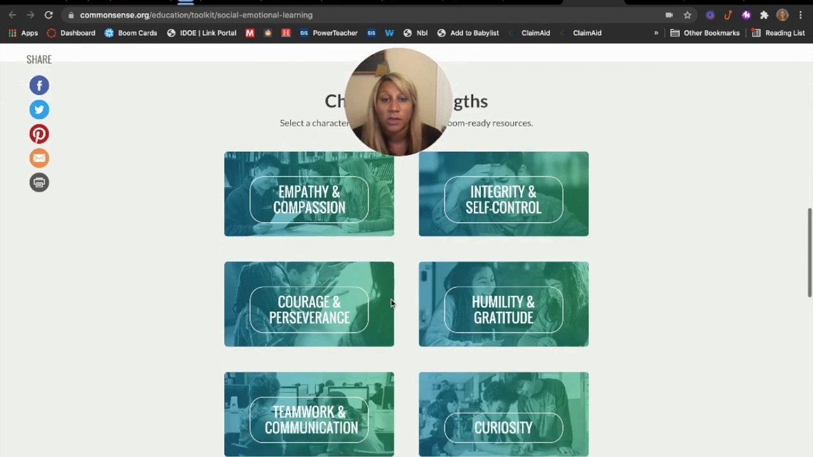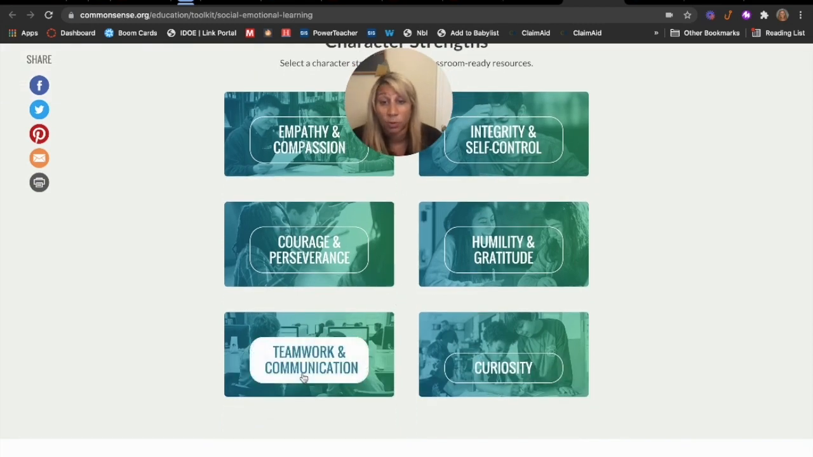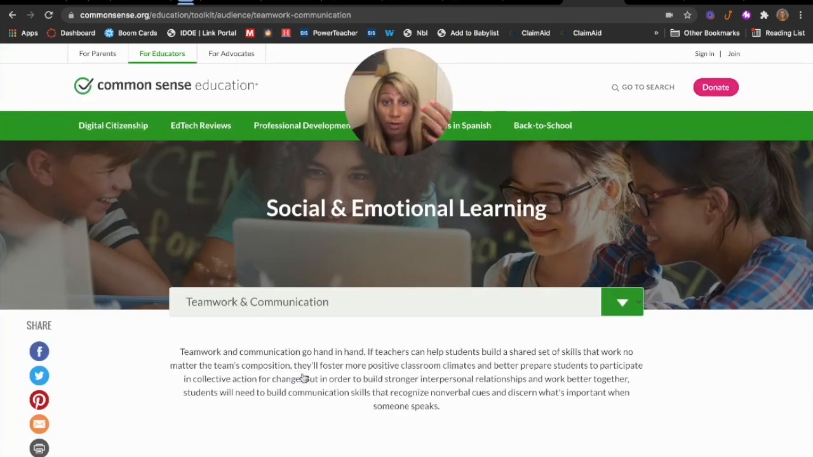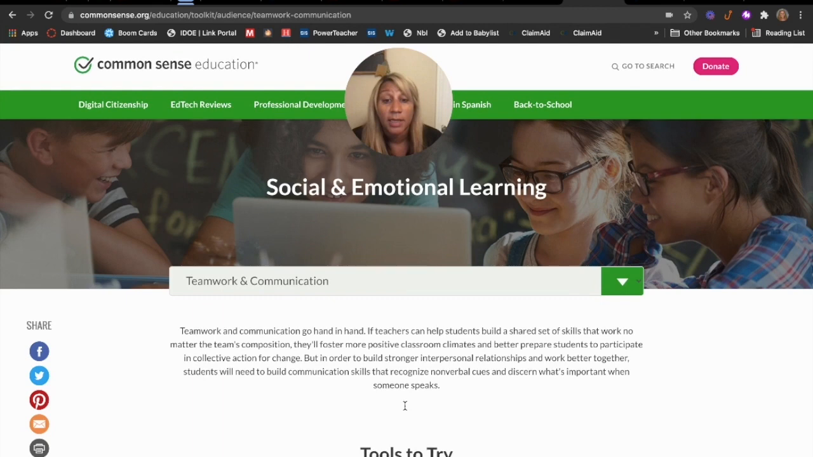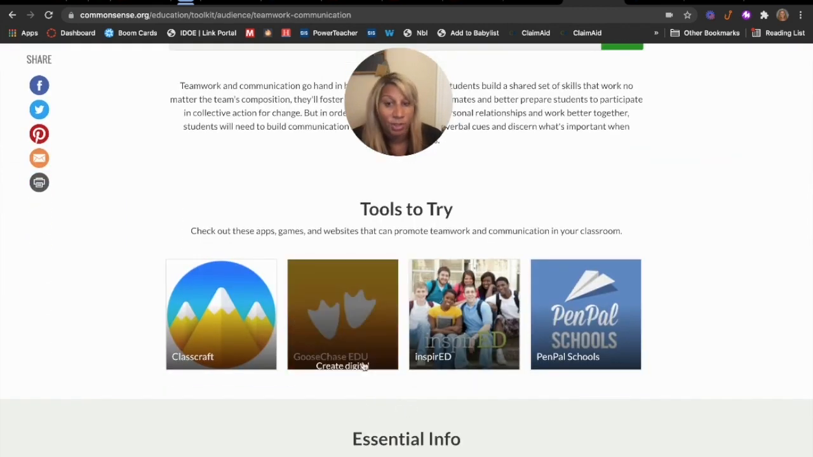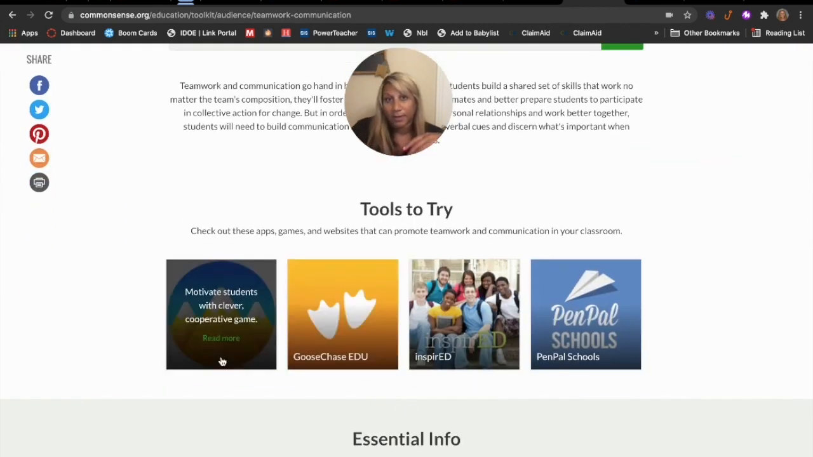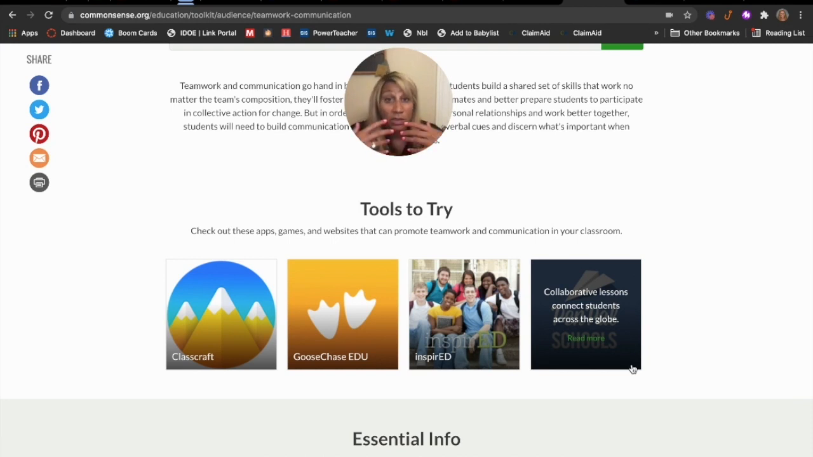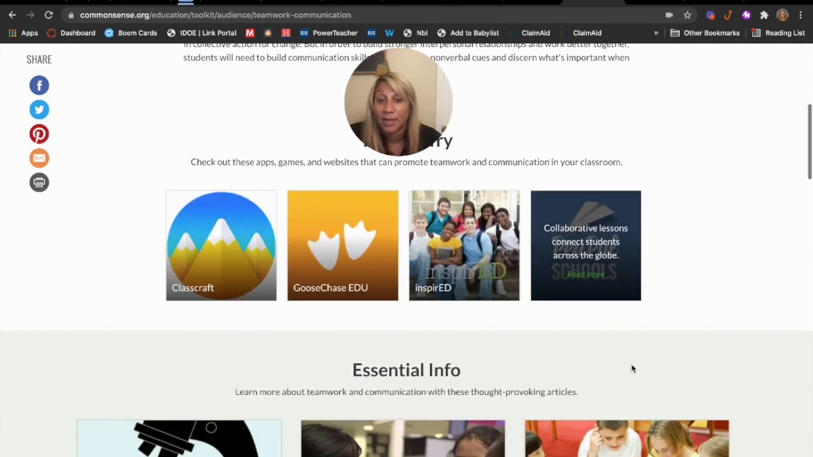So if I go to teamwork and communication, something that is really great and really important when you're building the beginning of the school year, connections. Oh, look, there's Goose Chase, Classcraft, which is kind of like a game, kind of like a Minecraft sort of thing, but about social emotional learning with a gamifying piece, Inspire Ed, and Pen Pal Schools. Now, are all of these ones that you want to use? Probably not, and that's why we check them out beforehand. And they may not fit your need, but if they do, it's already got them here for you.